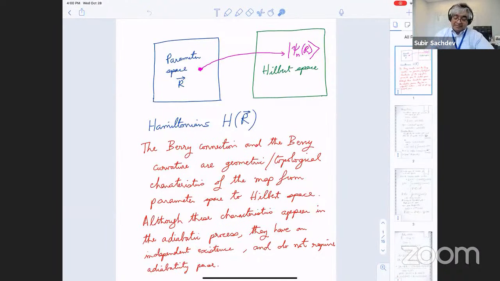So there's some parameter space, and at every point in the parameter space you compute the spectrum. That computation, which you do by diagonalizing the Hamiltonian, gives you a mapping between your parameter space and Hilbert space. So at each point in parameter space you have a Hilbert space. It's like you have many Hilbert spaces, one Hilbert space for each point in parameter space, and we are interested in the relationship or the geometry of this set of Hilbert spaces.